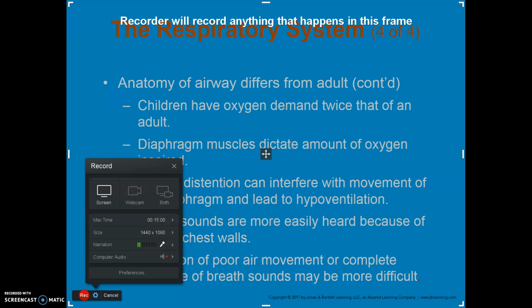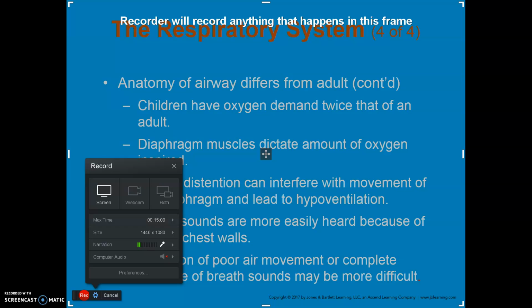The muscles of the diaphragm dictate the amount of oxygen a child inspires. Anything that places pressure on the abdomen of a younger child can block the movement of the diaphragm and cause respiratory compromise. You must use caution when applying the straps of a spinal immobilization device because it may hinder the tidal volume, or the amount of air that a child can get in.